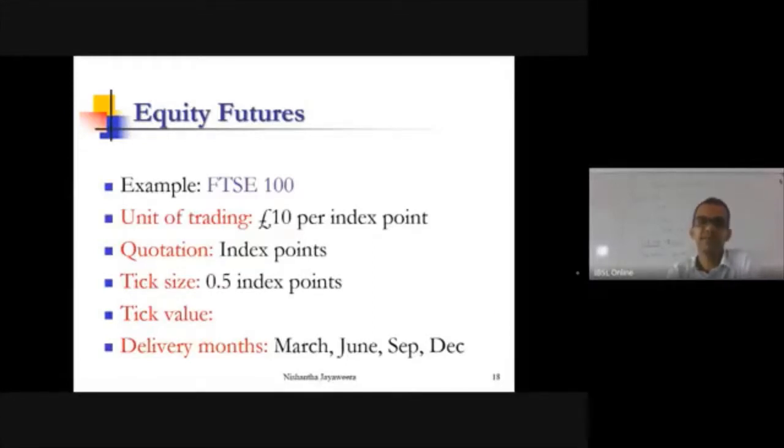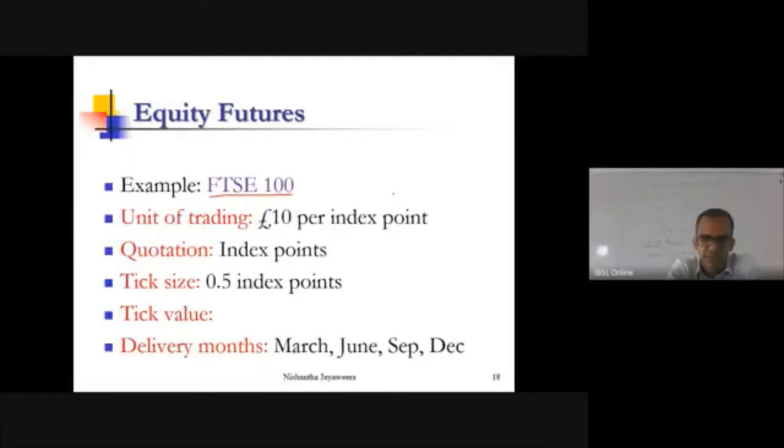In this example, it's based on equity, an equity index. The index is the FTSE 100 index, the UK equity index. That index is created based on 100 stocks trading on the London Stock Exchange. The unit of trading is 10 pounds per index point.